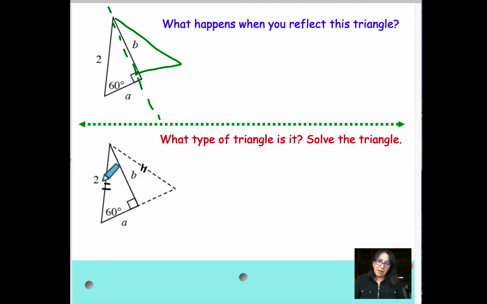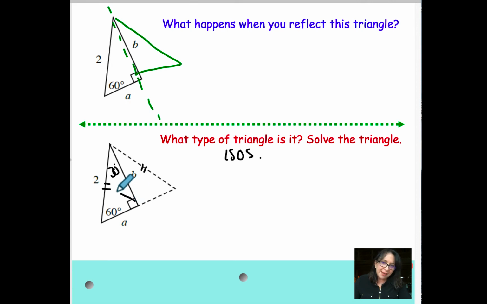Additionally, this right here is a 30, 60, 90 right triangle because I already have a value of 60. It's a 30, 60, 90 right triangle, but the whole triangle, if I were to reflect it, then became an isosceles triangle. In order to solve the triangle, they're looking for values of A and B.